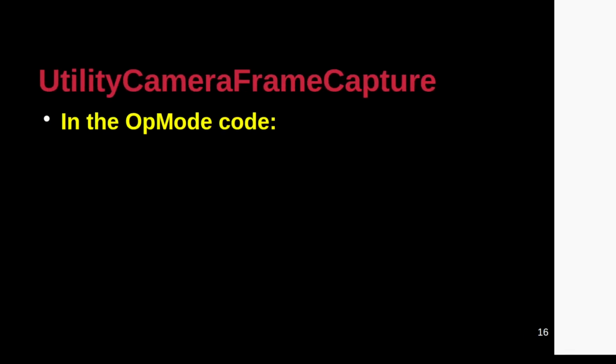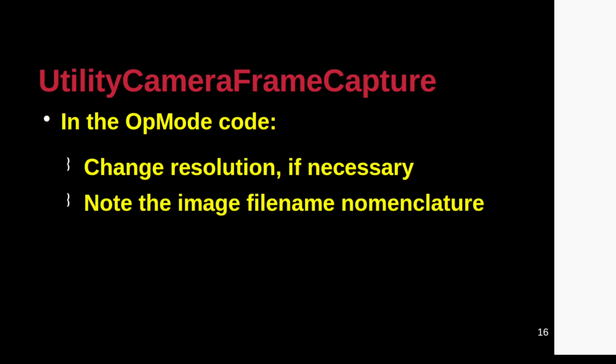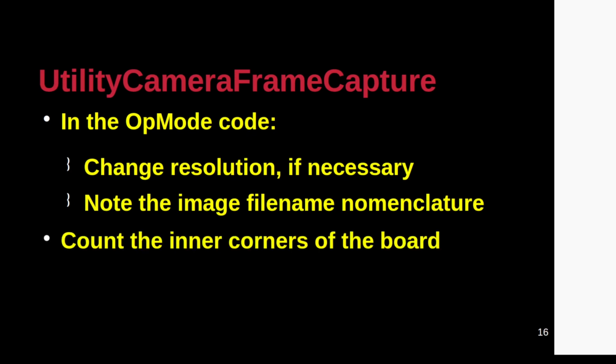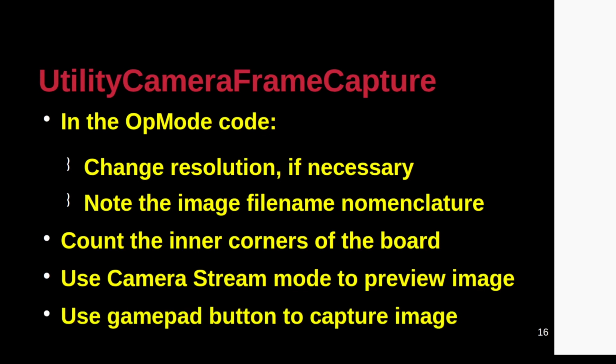Before running the op mode, check the resolution setting in the code and make changes to the resolution values and nomenclature of the file name if necessary. The camera stream should be viewed so that the image has the pattern fully within the frame. The camera stream is accessible from the Cascade menu when three dots or ellipses are touched in the top right-hand corner of the window in the driver hub.